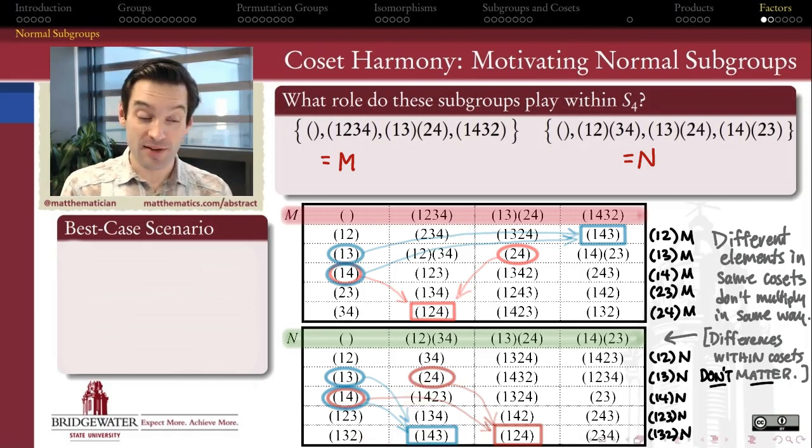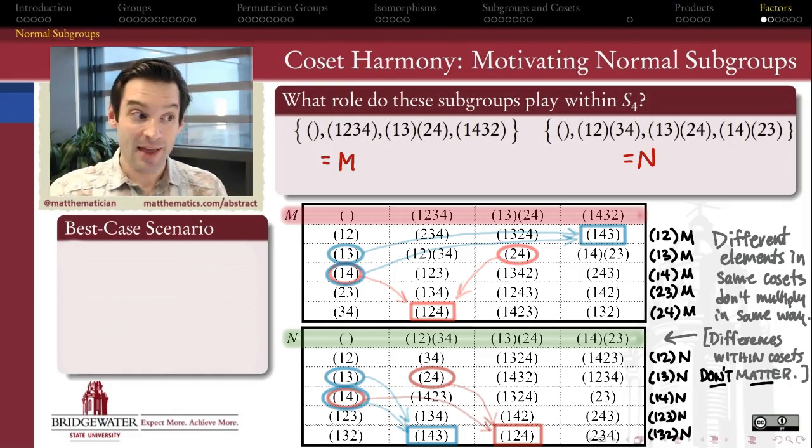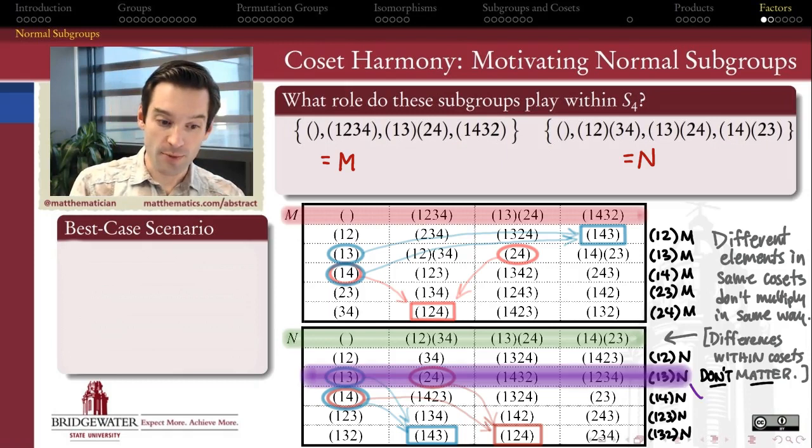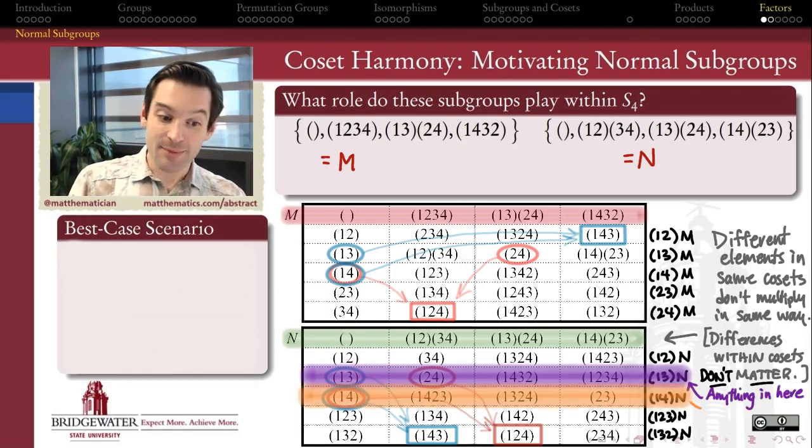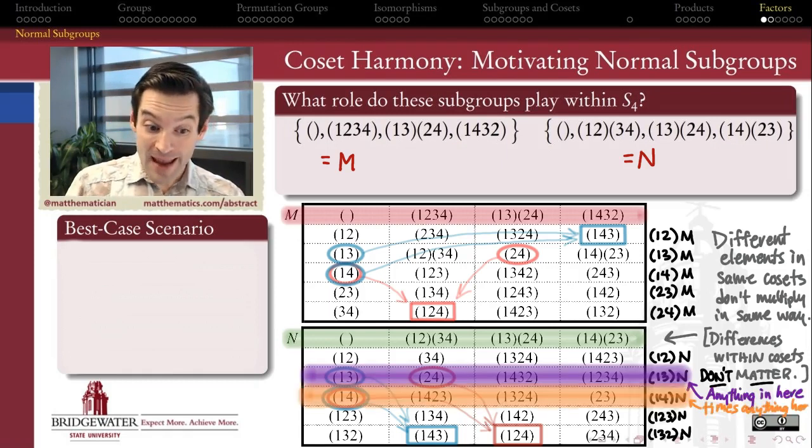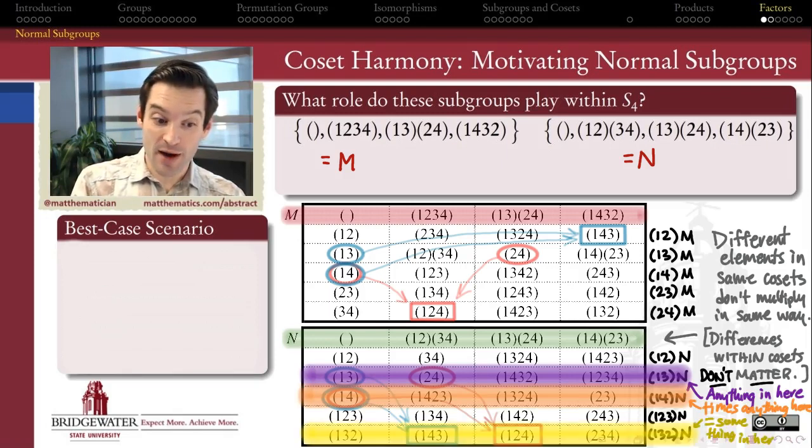Any element can represent its coset, in other words, and give us a coherent operation. So those differences within each coset don't matter to that operation. And those are the kinds of subgroups that we want. Those are the ones on which we're going to be able to build a larger group. Those subgroups that have this property, so N is going to be such an example, are called normal subgroups. When N is a normal subgroup, it means that any element from one of its cosets multiplied by any element from another of its cosets are going to always give me an element in the same product coset.